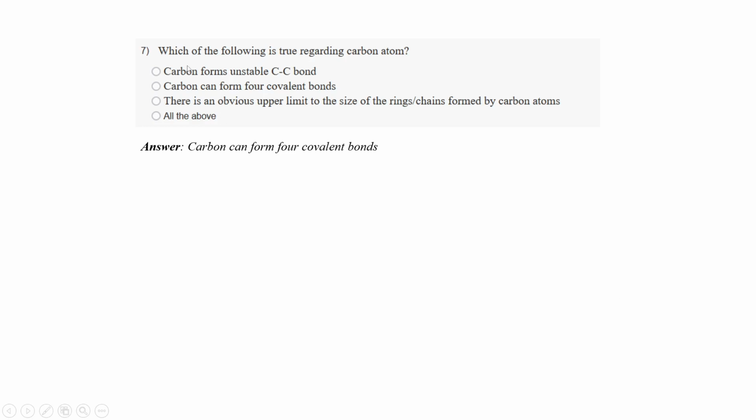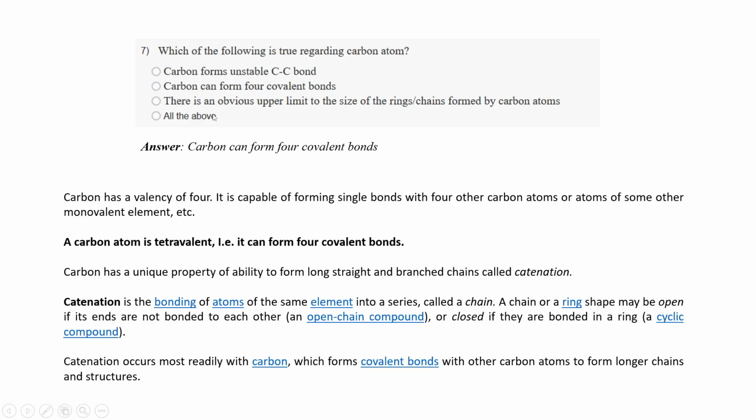Okay, four covalent bonds with the neighboring elements. So option A, when we say carbon forms unstable carbon-carbon bond. No, the carbon-carbon bond is a covalent bond, and a covalent bond is not an unstable bond. It is a stable bond. And regarding the third, there is an obvious upper limit to the size of the rings formed by carbon atoms. No, carbon can form a multiple number of side chains, sides of the rings or chains. So there is no upper limit for the formation of this carbon molecule.